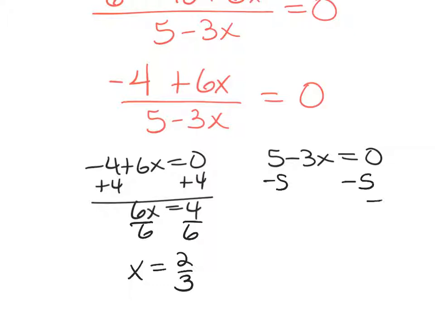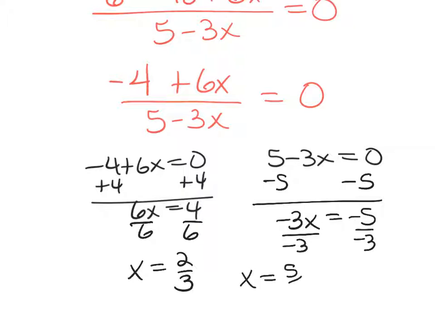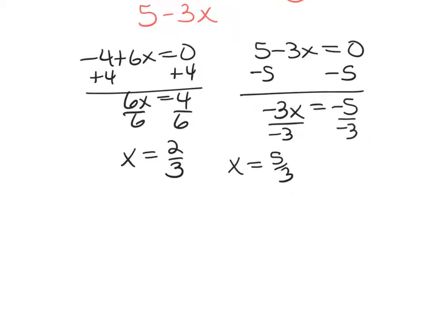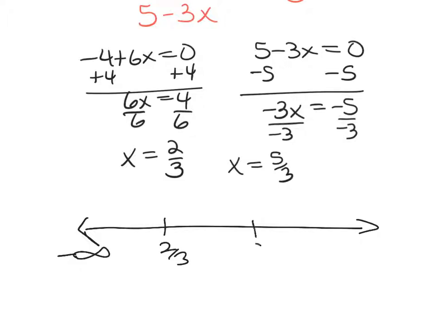Subtract 5. Negative 3x equals negative 5. Divide by negative 3. And x equals positive 5/3. These will be the numbers that go on my number line. Negative infinity up to 2/3, then the 5/3, then positive infinity. Again, I'll pick a test point. My 0 is located over here since both of my answers were positive.